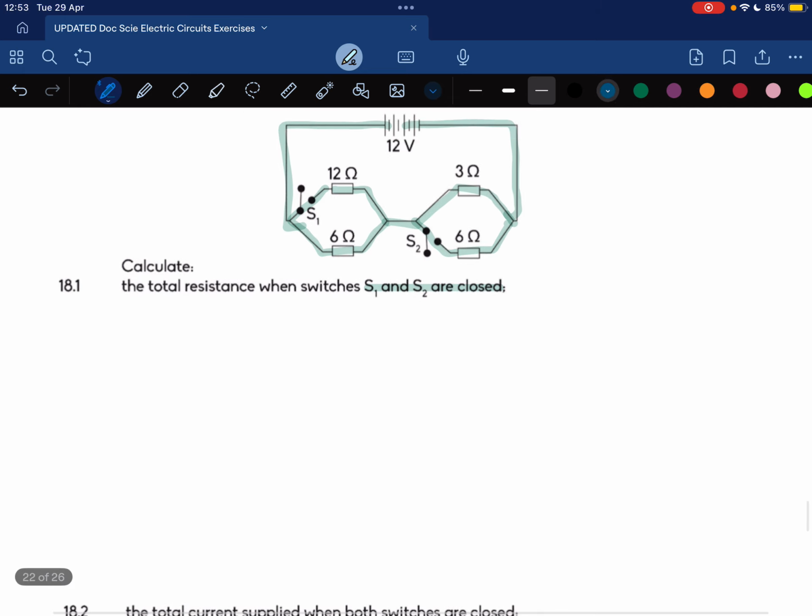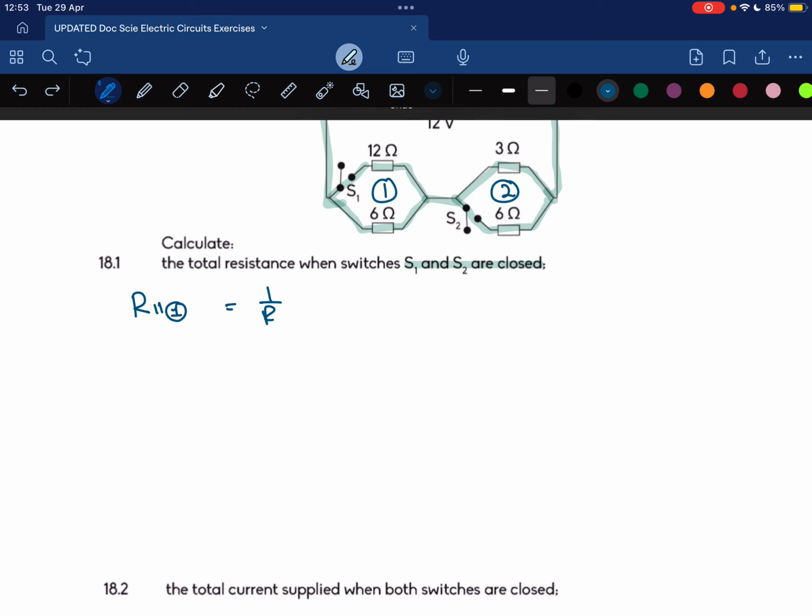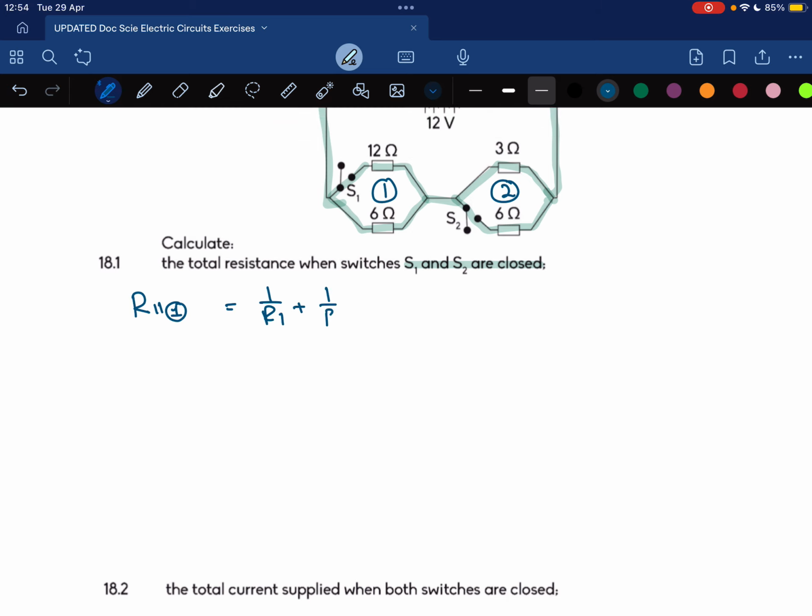So if they want to know the total resistance, all we have to do is just calculate the parallel part of each one. So the parallel part of the first one will be 1 over R1 plus 1 over R2, to the negative 1. So that's going to be 1 over 12 plus 1 over 6, to the power of negative 1, which, if you put it in your calculator, you'll get 4 ohms.